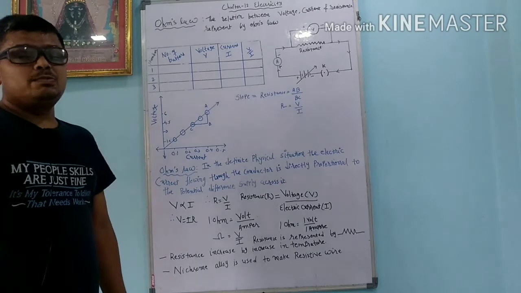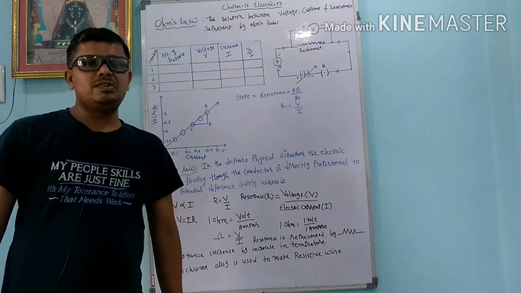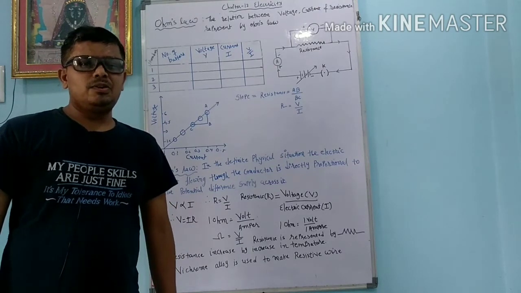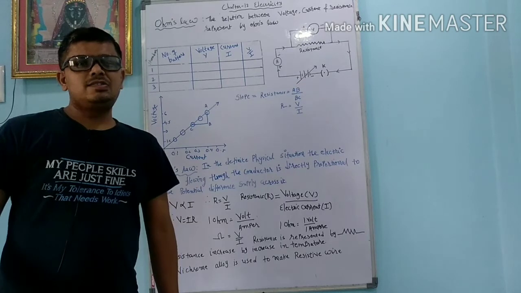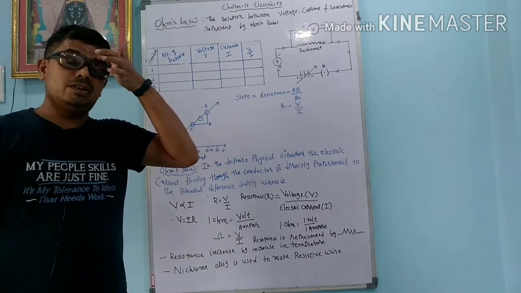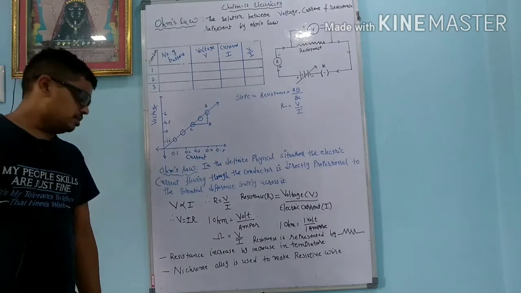Resistance also increases with increase in temperature. Okay, so in summer season, when electricity is produced, then most of the electricity is wasted, because the temperature is high. At that time, more and more resistance is produced in the metal. Okay, so when temperature increases, resistance also increases, and current decreases.